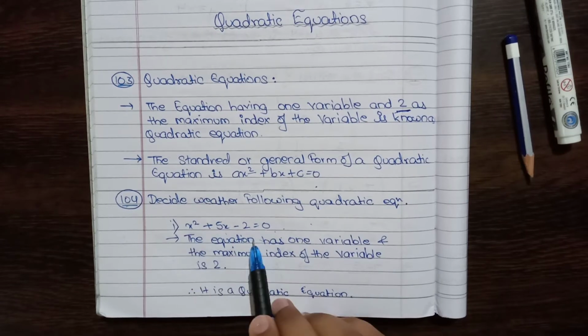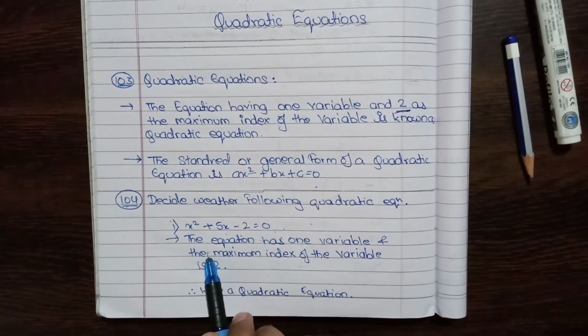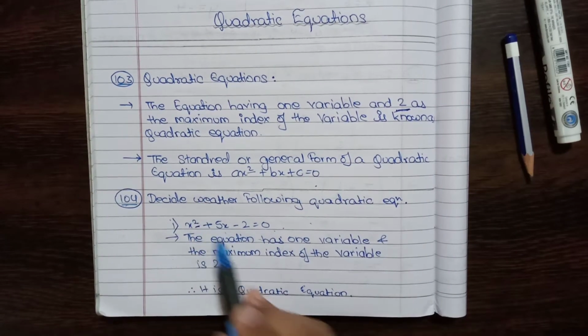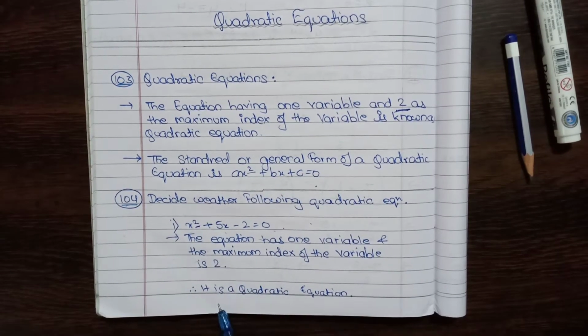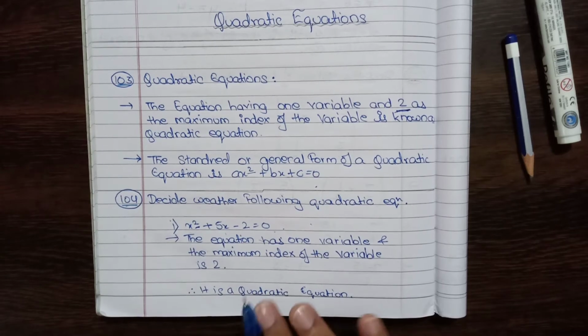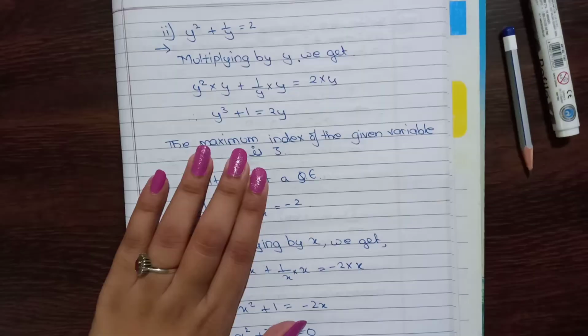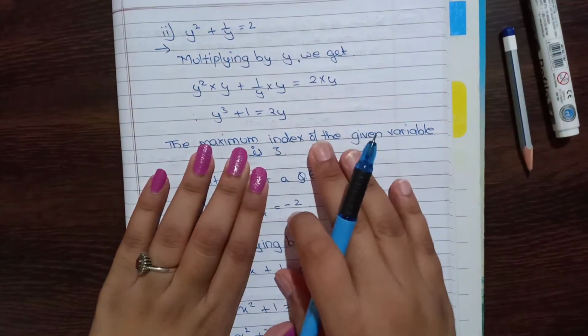As you can see, this is a quadratic equation because the equation has one variable and the maximum index is 2 only. So hence it is a quadratic equation. Now let's see another example so that you will get a proper explanation and understanding.